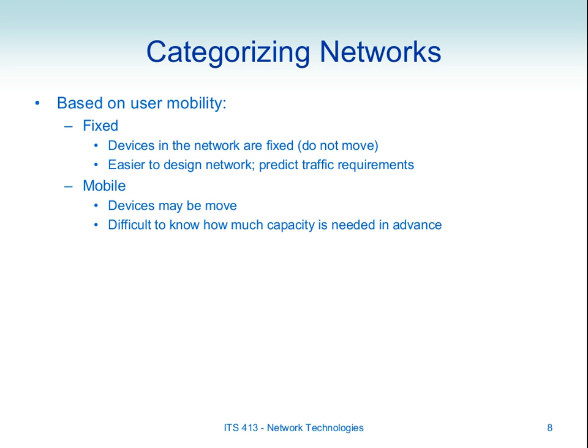As a result, it's easier to design the network because you can predict how many people are going to be in the network. You can predict how much traffic's going to travel across that network. Therefore, you can design the network to meet those requirements. So an example of the wired LAN in this campus, okay? We know approximately how many PCs are in this campus, all right?